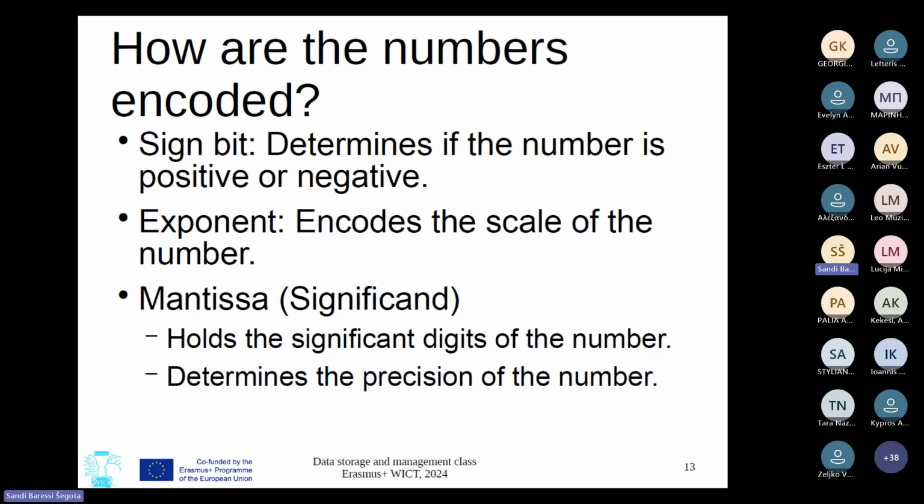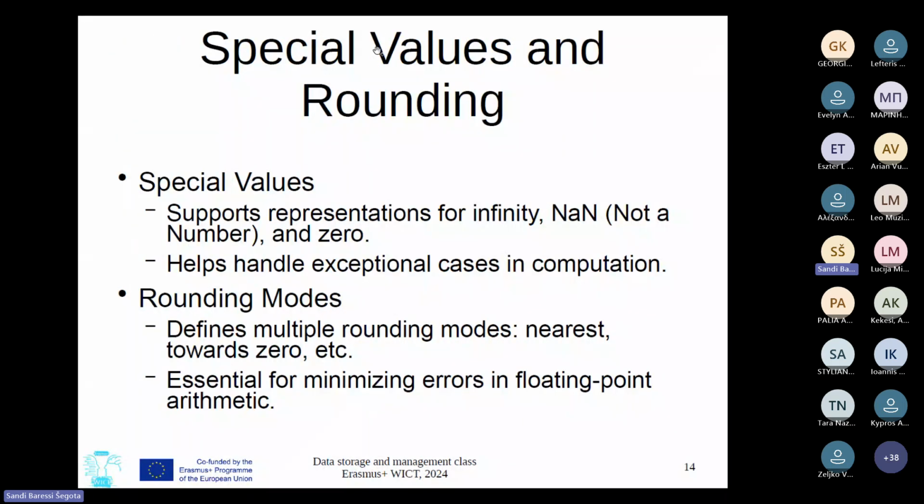The exponent just includes the scale of the number. So in 10 to the power of 4, that 4 is going to be the exponent. The mantissa is more significant; mantissa is a more commonly used word. It's basically the main part of the number. So let's take a look at an example.